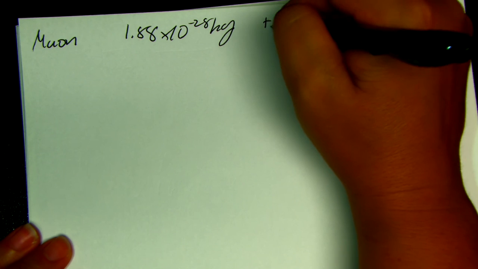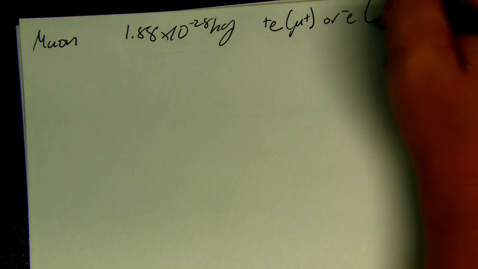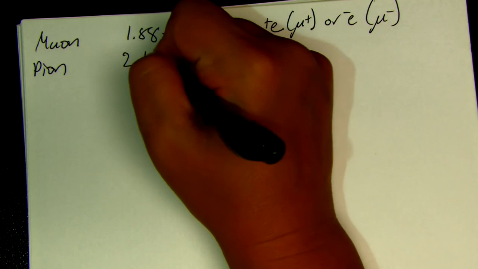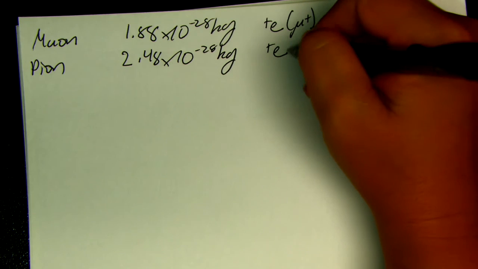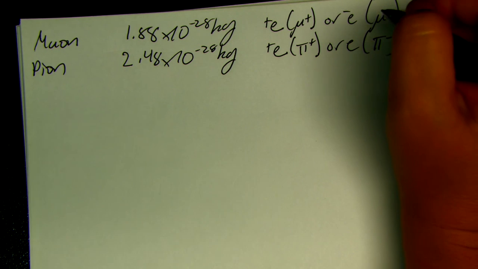And then you might occasionally encounter something with a muon or something like a pion. So we have muons. They have a mass of 1.88 times 10 to the minus 28 kilograms. And they can have charge positive E if you have a mu plus, or negative E if you have a mu minus. And then you have pions. Mass of 2.48 times 10 to the minus 28 kilograms. Charge of plus E if you have a pi plus particle, or minus E if you have a pi minus.